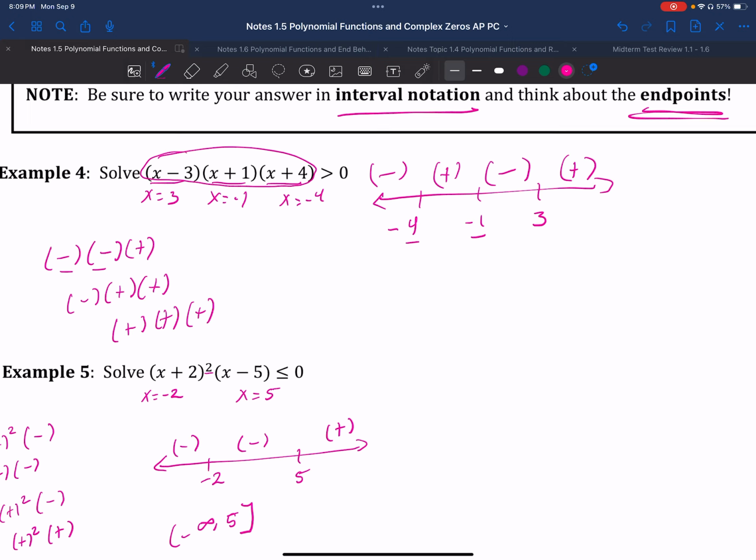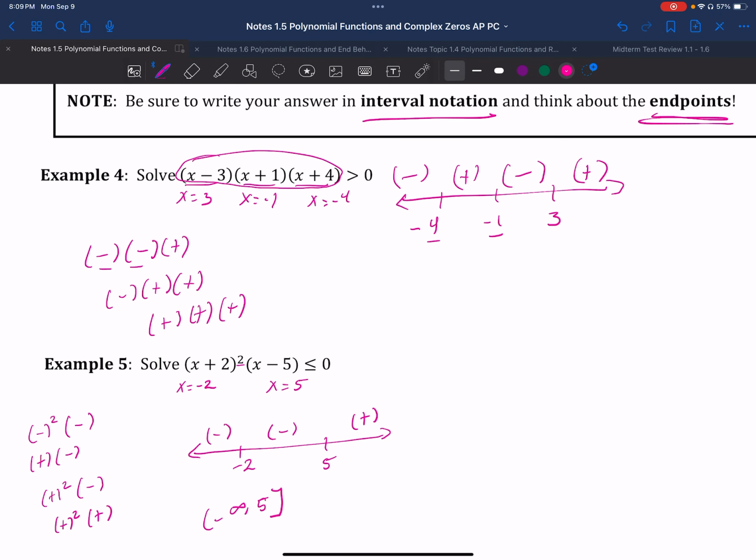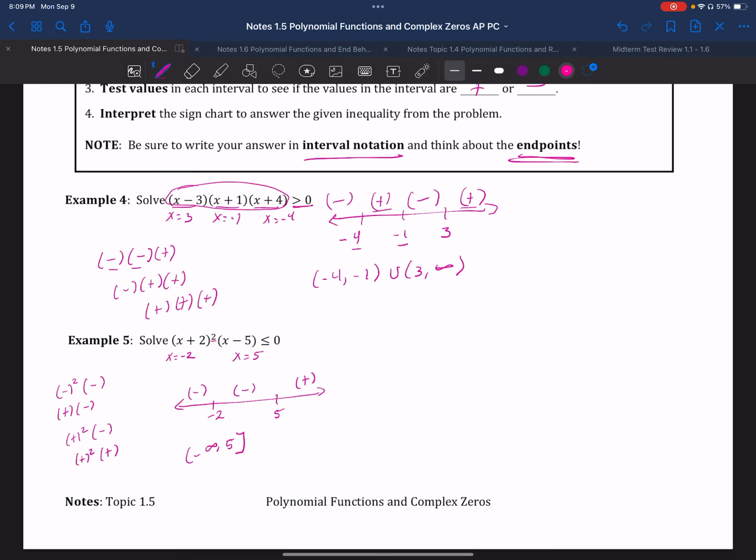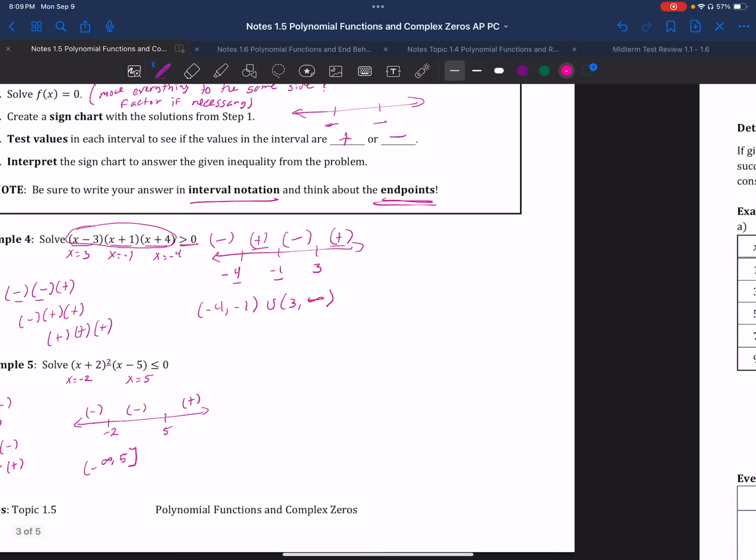I just realized that I never finished example number 4. So for example number 4, I want greater than 0. So I'm looking at the positives. So from x equals negative 4 to negative 1, and from 3 to infinity is when I'm positive or greater than 0. Sorry about that. Got excited, thought I was done.